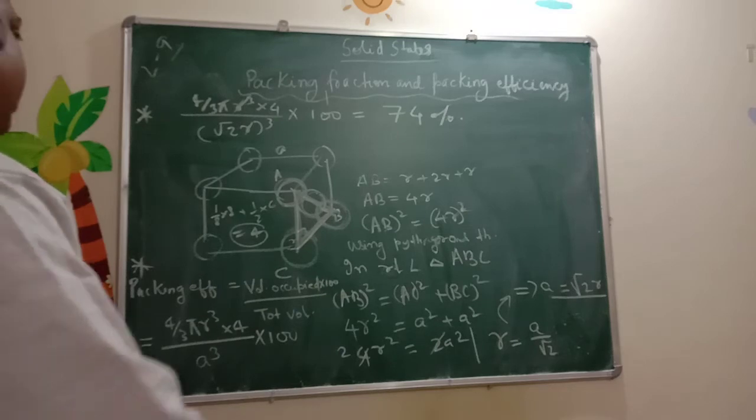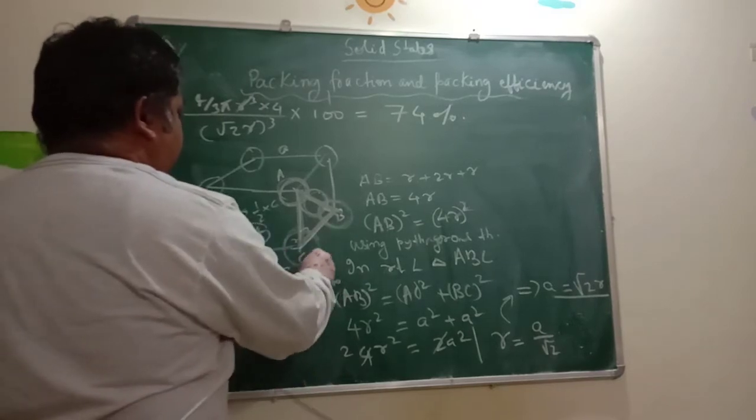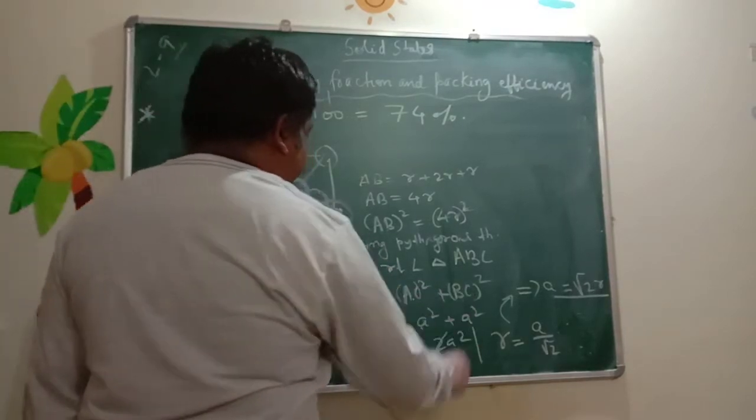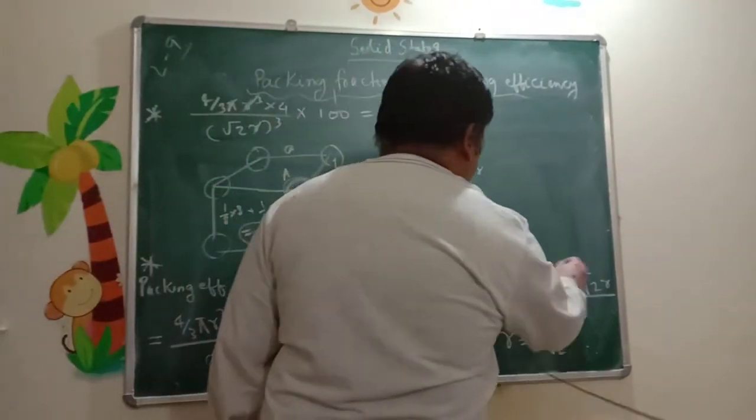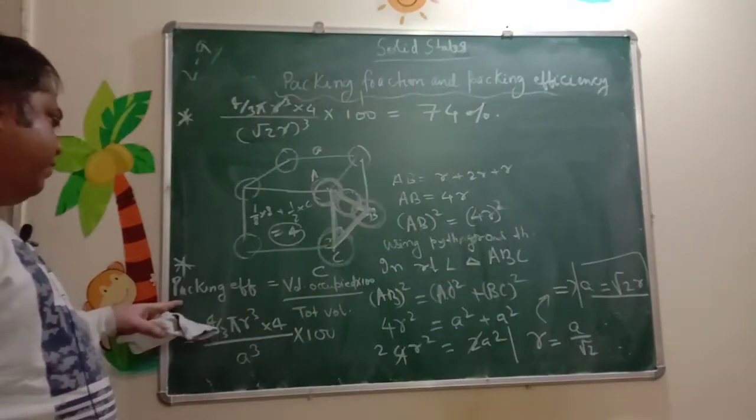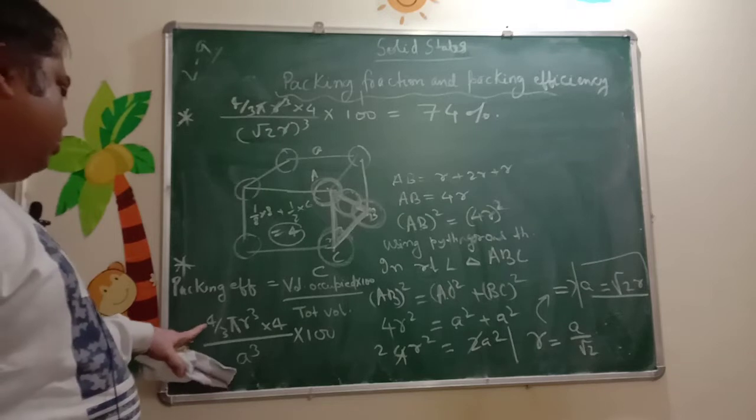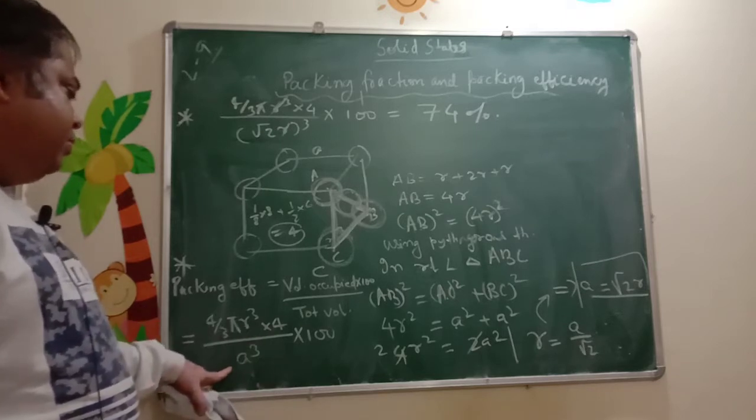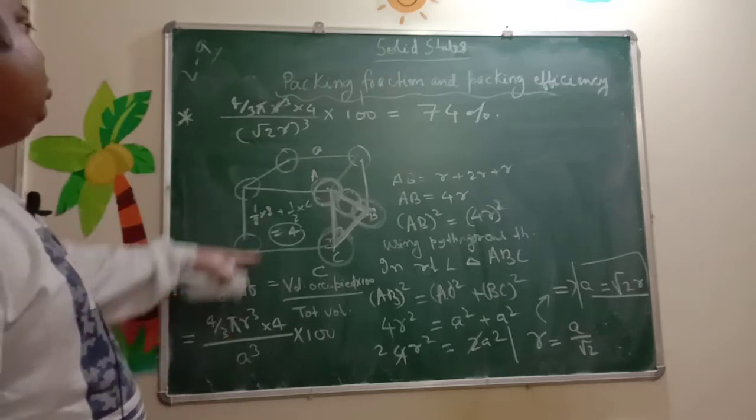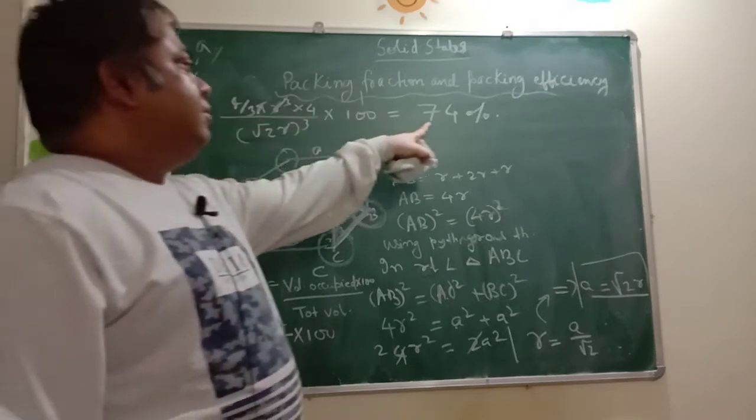So using Pythagoras theorem we know that AB square is equal to AC square plus BC square. But AC and BC are nothing but edge length A square. In this way we have found out the relation of A and R. Then we have put it into the formula. Packing efficiency is equal to volume occupied by the spheres into 100 divided by total volume, which is 4 by 3 pi r cube into 4 divided by a cube. Instead of a cube we can write root 2 r cube, and root 2 r cube and r cube will be cancelled, and if we calculate this we will get 74%.